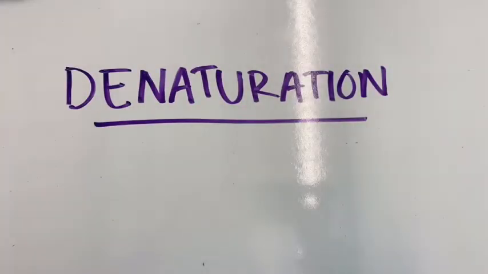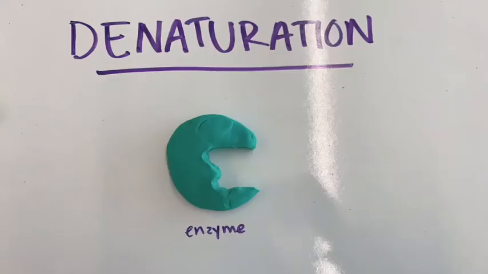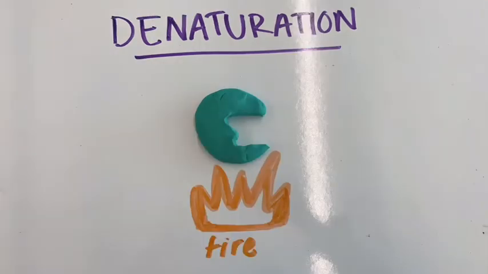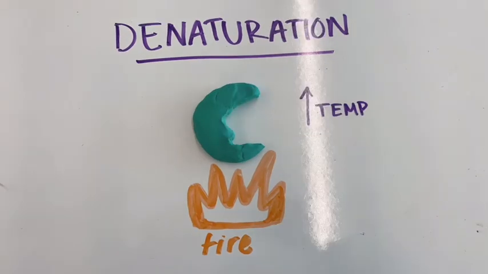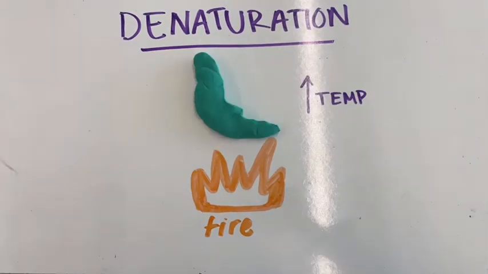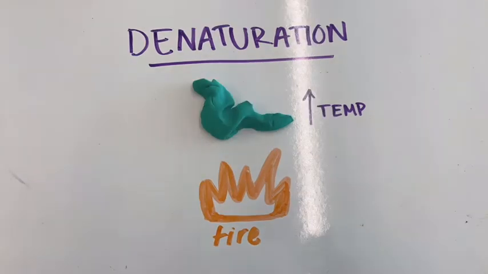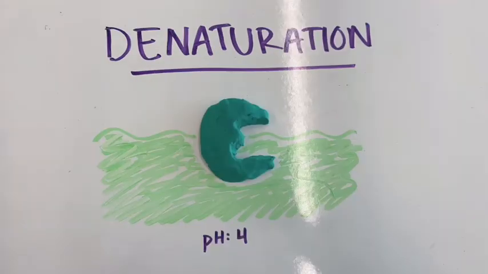Next, let's talk about denaturation. Denaturation is when an enzyme can no longer function properly. This happens if an enzyme changes shape. So here we have an enzyme. One way that an enzyme can be denatured is an increase of temperature. As the temperature goes up, it causes the enzyme to change its shape, which ultimately leads to it not being able to function or no longer being active.